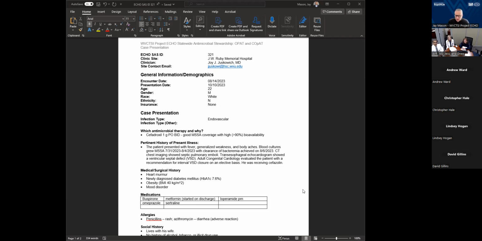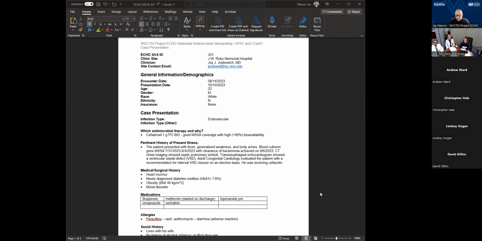in multiple sets, with clearance of bacteremia achieved on August 6th. CT chest imaging showed septic pulmonary emboli, and a transesophageal echocardiogram showed a ventricular septal defect, so a VSD. An adult congenital cardiology service evaluated the patient and recommended interval VSD closure on an elective basis after discharge. At the time the patient was evaluated, he was receiving cefazolin for MSSA.